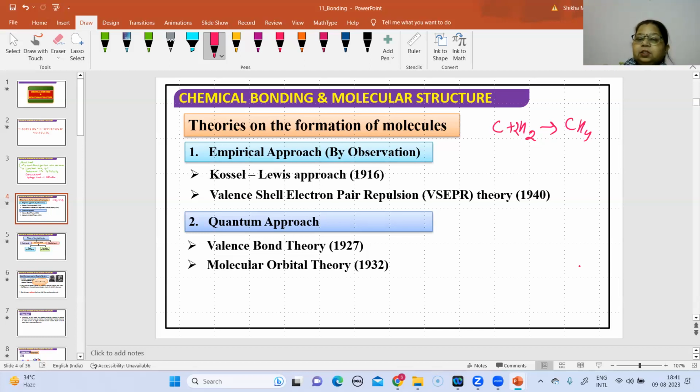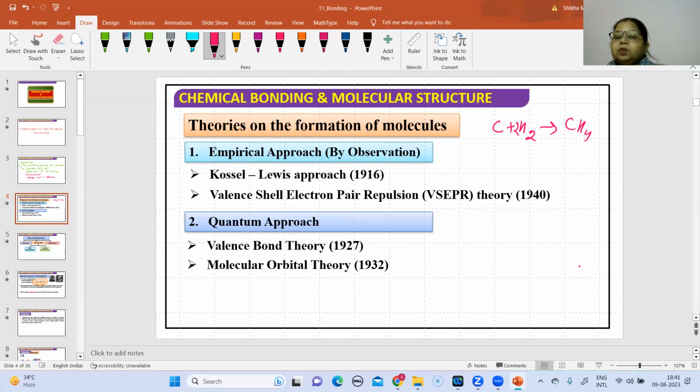So first of all, we will have to understand that there are many theories, and we just classify them into 2 major categories. One is called as, these are just based on observations, right? And the other one are having a quantum approach. Quantum approach means they have certain basics which are related to structure of atom. So we'll be talking about both of them. First, in the next class, we'll begin with Kossel-Lewis approach to the bond formation.